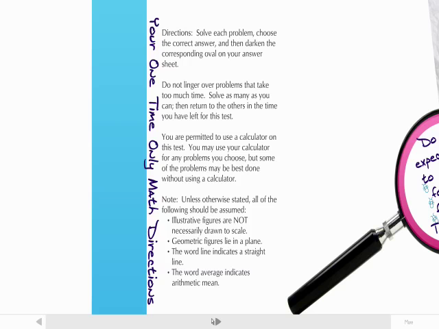Note: unless otherwise stated, all of the following should be assumed. Illustrative figures are not necessarily drawn to scale. Geometric figures lie in a plane. The word line indicates a straight line. The word average indicates arithmetic mean. So that's your one time only for directions.